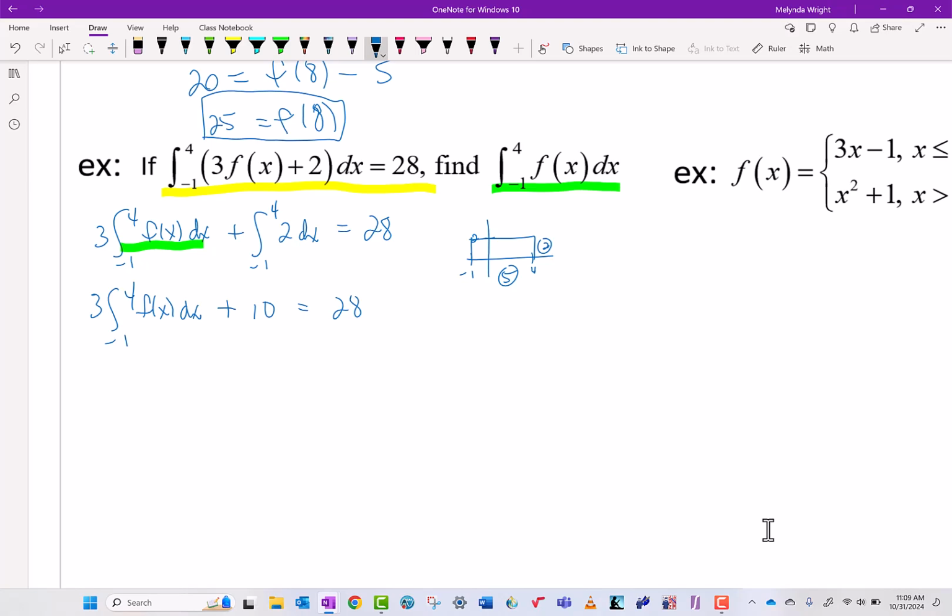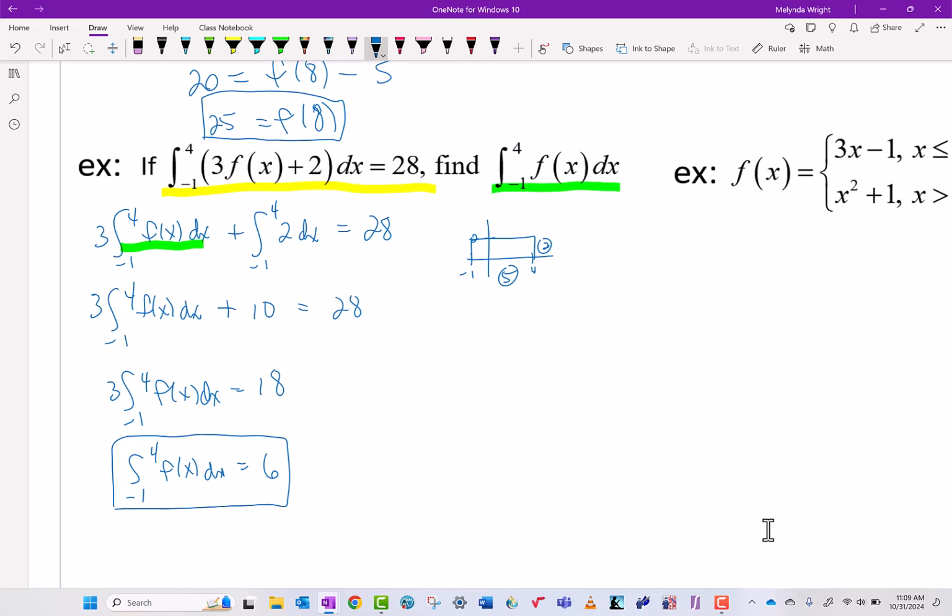Very good. So I need to solve for that integral. So I would move the 10 over. So it's 28 minus 10, which is 18, and then divide by 3. So 18 divided by 3 is 6, and that would be our answer. So another example that's pretty abstract on the fundamental theorem.